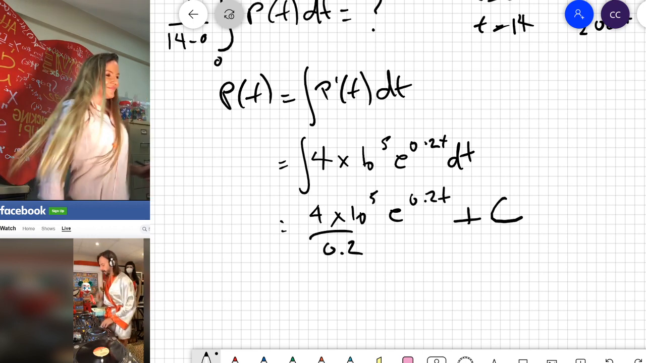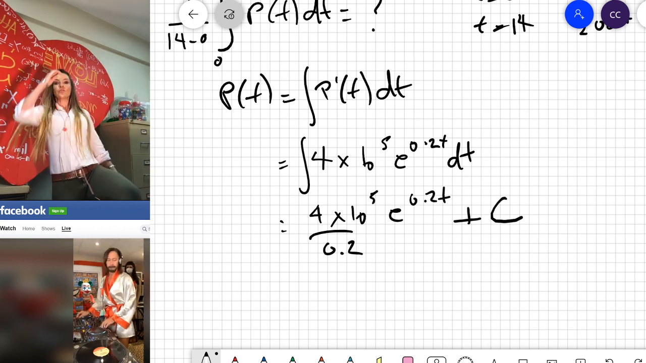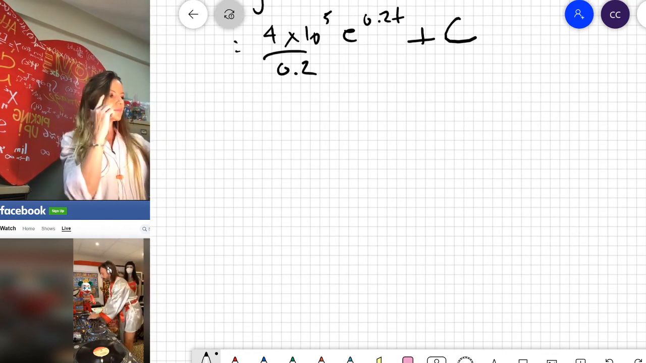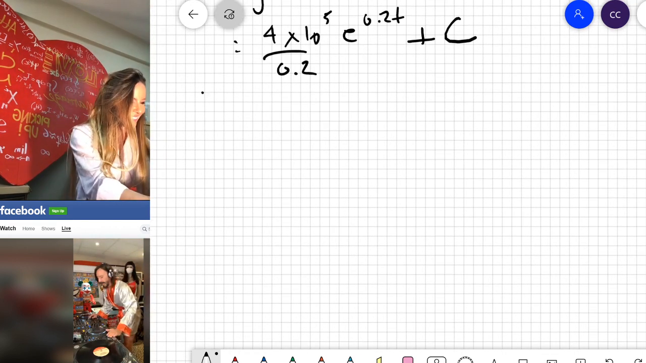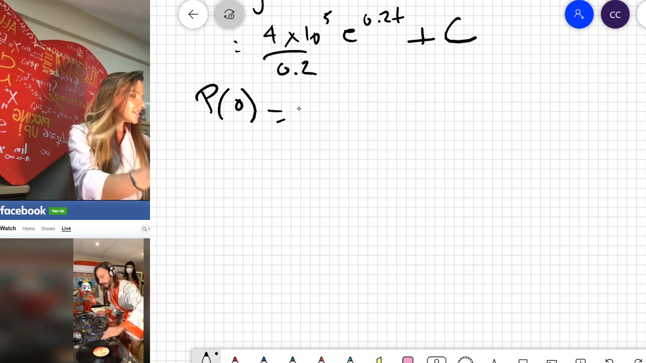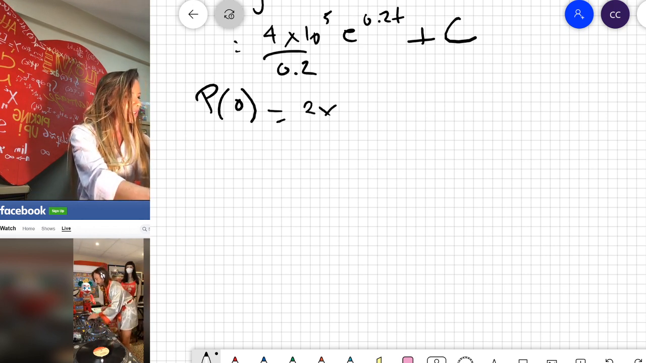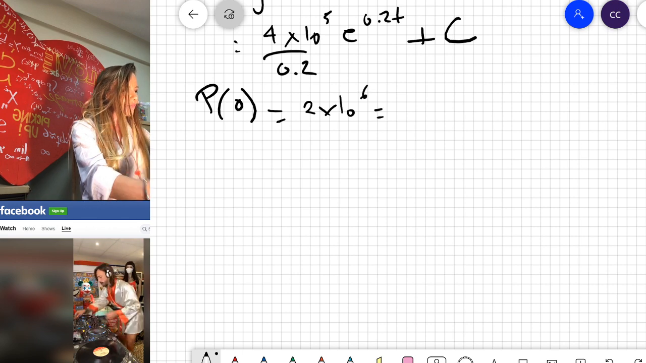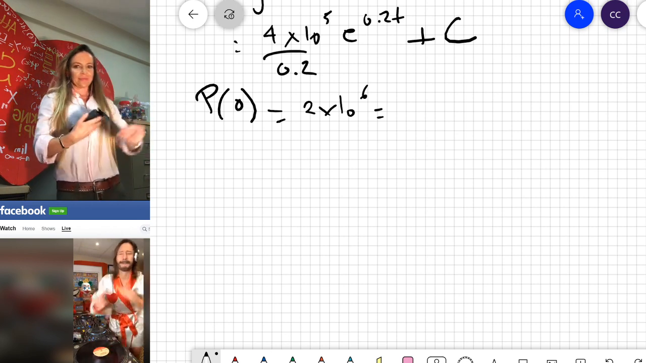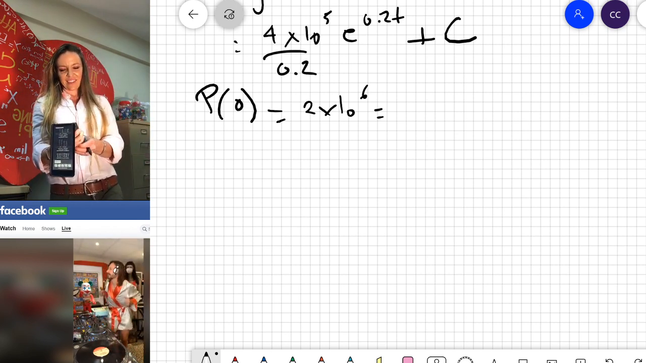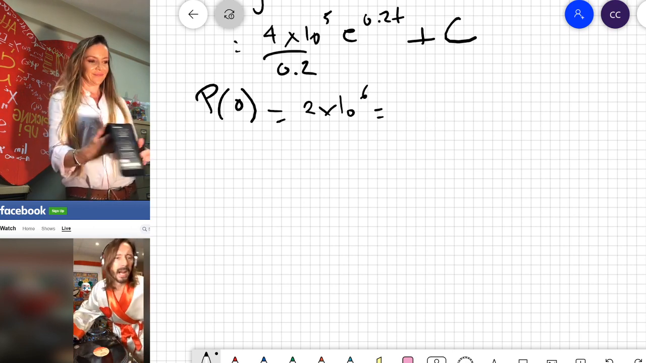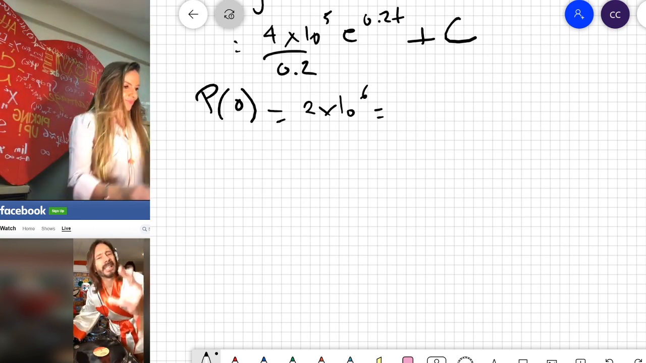Plus C. So we can use our initial condition to nail the C. Just like that. 4 divided by 0.2. That's 20.